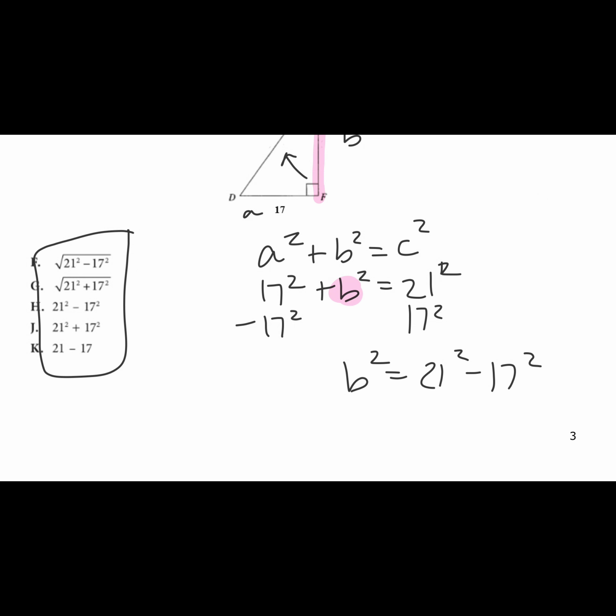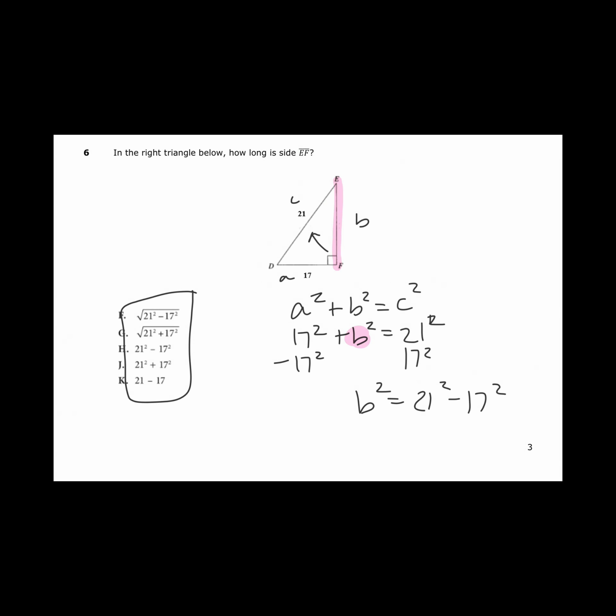So some of you did get to this point and you stopped and you said that your answer was H. This is incorrect because b is just the side length, it's not b squared. So in order to really finish this problem, we need to take the square root of both sides, and we end up with b is equal to the square root of 21 squared minus 17 squared. And that is answer F.